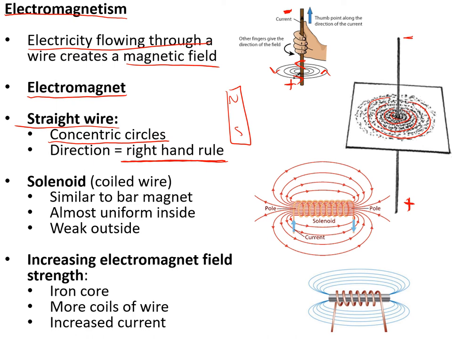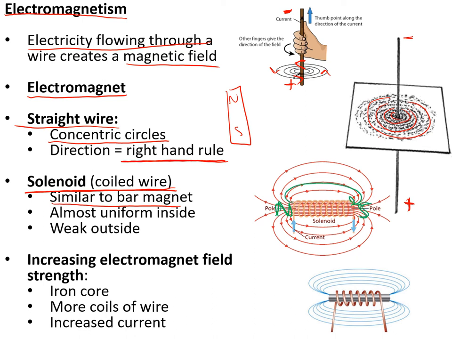If we take our straight wire and coil it up, we make something called a solenoid, and that has a magnetic field that is similar to a bar magnet. So you've sort of got a north and a south end with the magnetic field lines running from north to south like that, again in a similar kind of pattern.